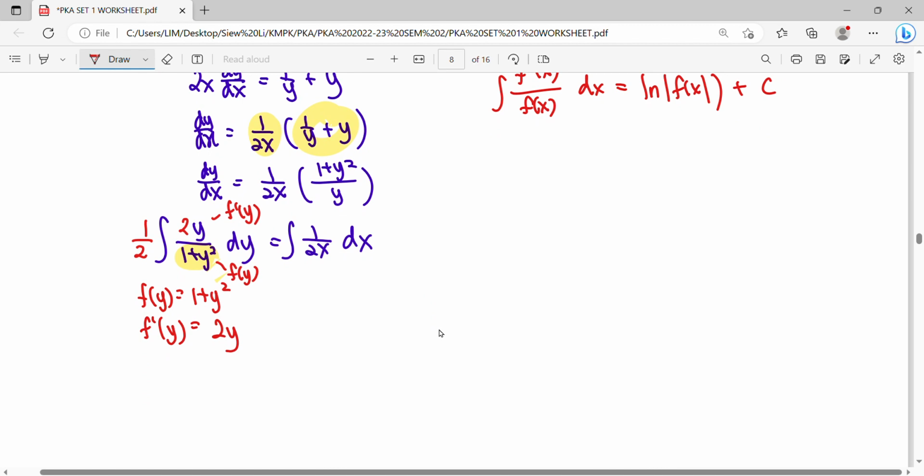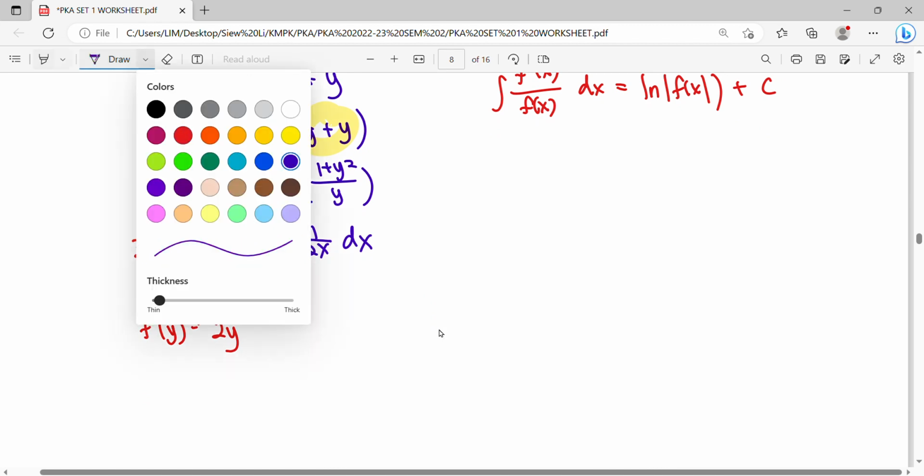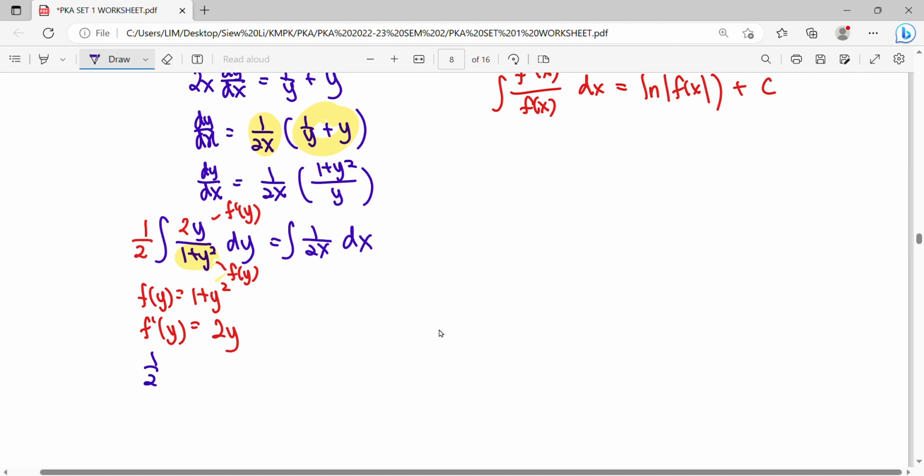So for this, 1 over 2, here will be ln to our function, which is 1 plus y squared. To integrate this, we can take out 1 over 2. So you integrate 1 over x, linear, and straight away it will give you ln.